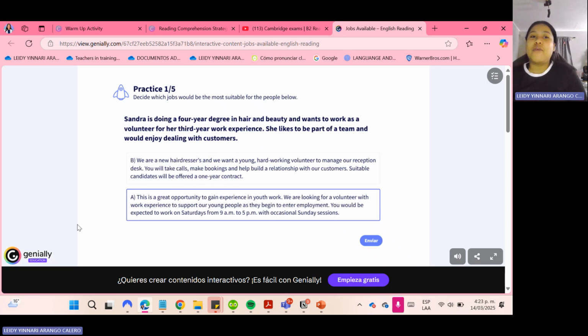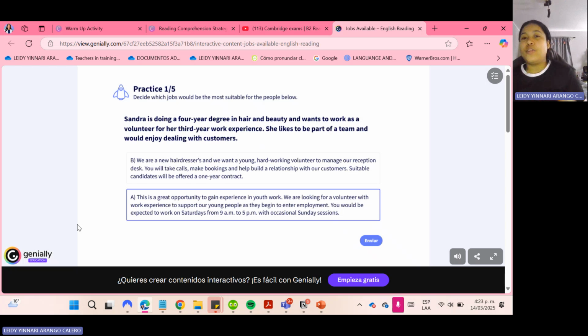And the B: we are our new hairdressers. We want a young, hardworking volunteer to manage a reception desk. You will take calls, make bookings, and help build a relationship with our customers. Suitable candidates will be offered a 1-year contract.